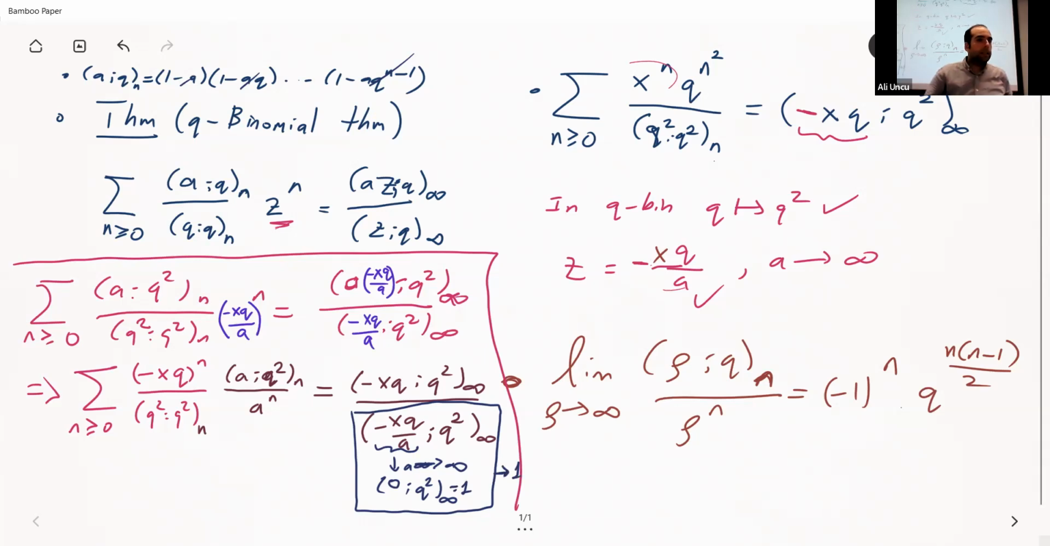Now the hard part is in this limit, when a is going to infinity, this is rho going to infinity, right? What will we get? So a is going to infinity. I have a (q², q²)_n divided by (a q²)_n. Now I will first get a (-1)^n. Yeah, (-1)^n. And then I will get a q^(n(n-1)/2), but my q is q squared now. My base is q squared.